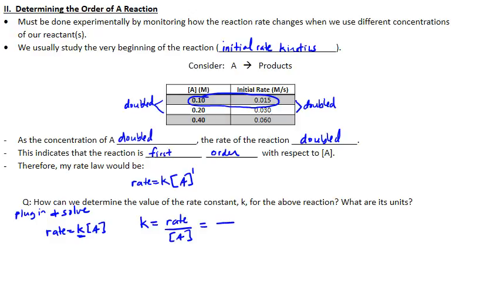So the rate was 0.015 molar per second. All right. And then the concentration was 0.10 molar. Hopefully you can see here that the molarity terms will cancel out, and I'll be left with seconds in the denominator. So I'll get an answer of 0.15, all right, 1 over seconds or inverse seconds.